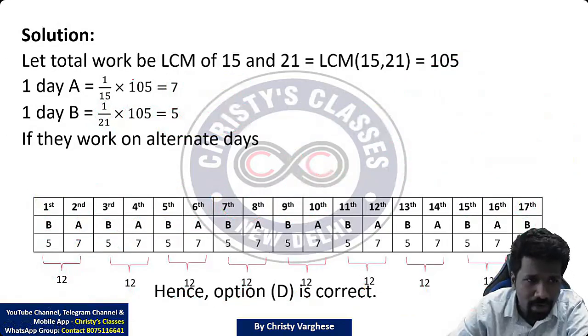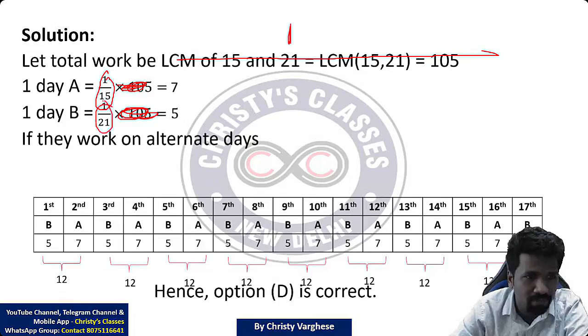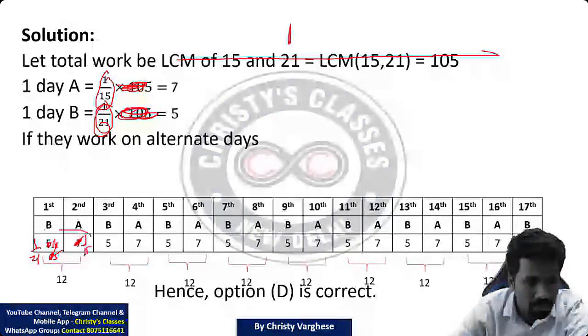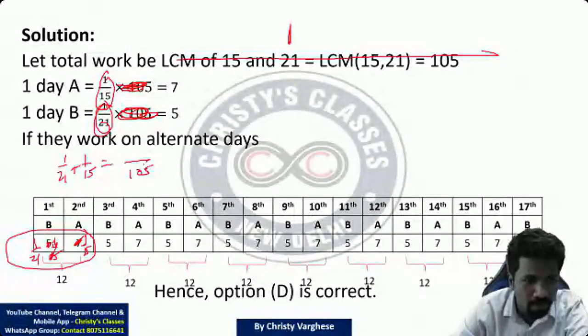In the unitary method, 1 day work is 1/15 of 1, not 1/15 of 105, because total work is not 105, total work is 1. So 1/15 and 1/21 are the 1 day work of A and B. So on the first day B will work, that is 1/21 work. On the second day A will work, that is 1/15. So 2 days together they will do how much work? 1/21 plus 1/15.